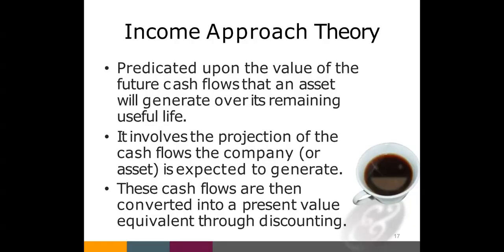The income approach theory is predicated upon the value of the future cash flows that an asset will generate over its remaining useful life. If you buy any asset, the asset can be useful for so many years, right? It has some useful life. So this particular income approach theory will tell about the cash inflows your asset is going to generate in the remaining useful life.